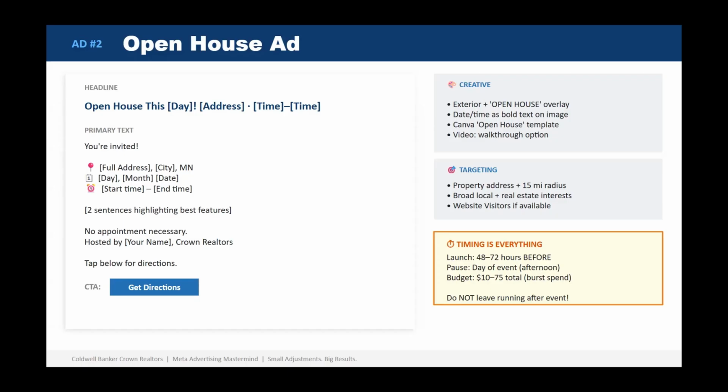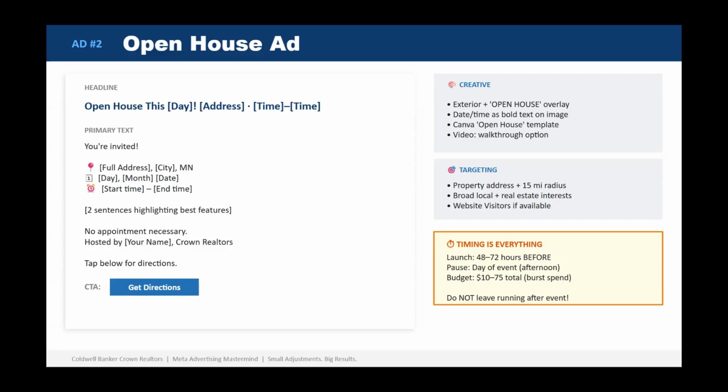Those are the things that people care about. Okay. Your creative, your actual ad, is going to be the exterior. You can add an open house banner on it. You can have Faith make an open house ad for you to put in here. Okay. Your date and time should be bold. If you want to use video, you could definitely do a walkthrough of the property, the same as you use for the new listing ad.